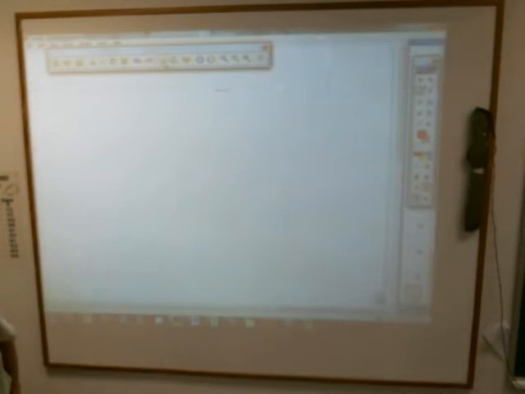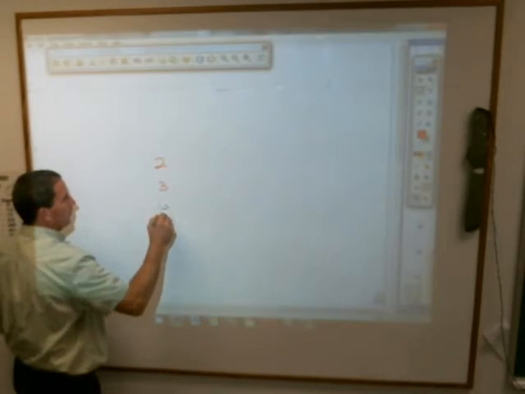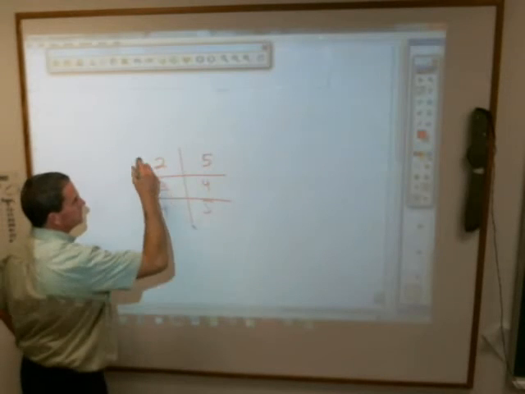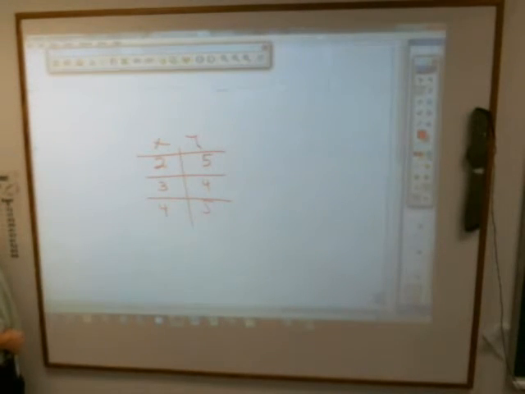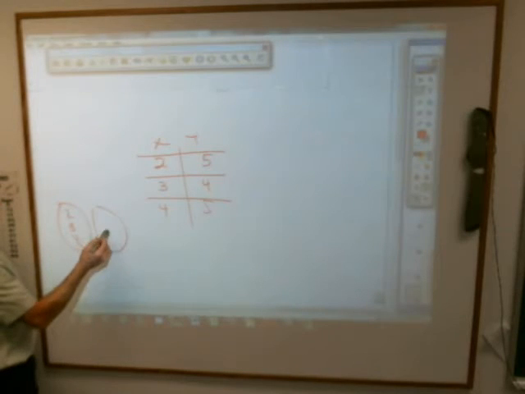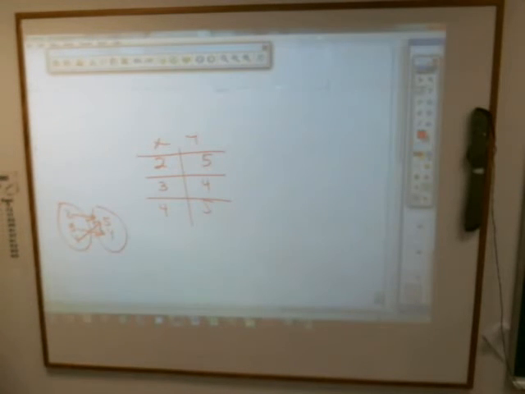This one here, one more table. Here's my table, x and y: 2, 3, 4, 5, 4, 5. Function, yes or no? Again, if you can't see it, you can draw a mapping of it. 2 goes to 5, 3 goes to 4, 4 goes to 5. Is that a function, yes or no?